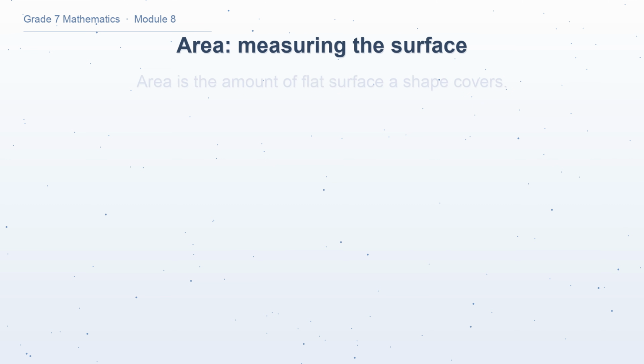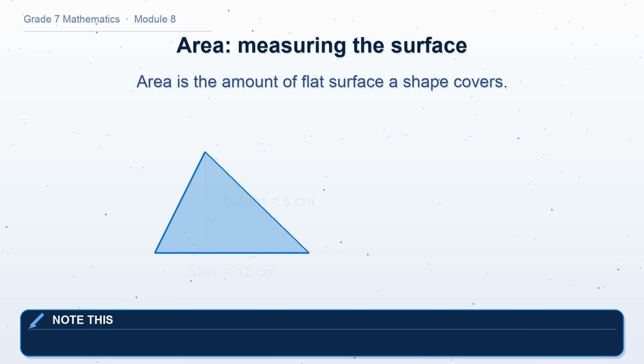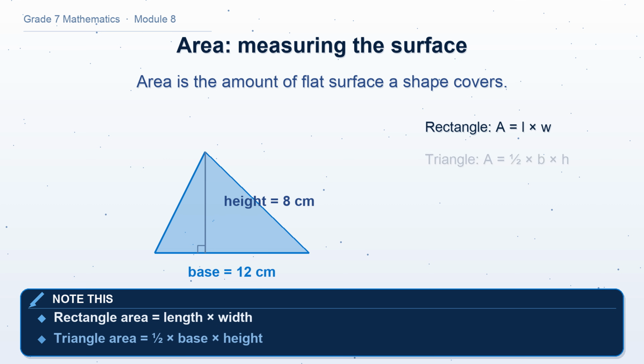Now we move from the boundary to the surface inside it. Area measures how much flat surface a shape covers, counted in squares. For a rectangle, the area is the length times the width. A triangle is exactly half of the rectangle around it, so its area is 1/2 times the base times the height. This triangle has a base of 12 centimeters and a height of 8 centimeters. 1/2 times 12 times 8 is 48. Because area covers a surface, we measure it in square centimeters.